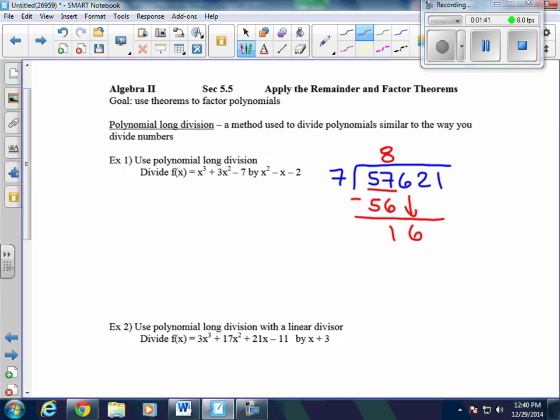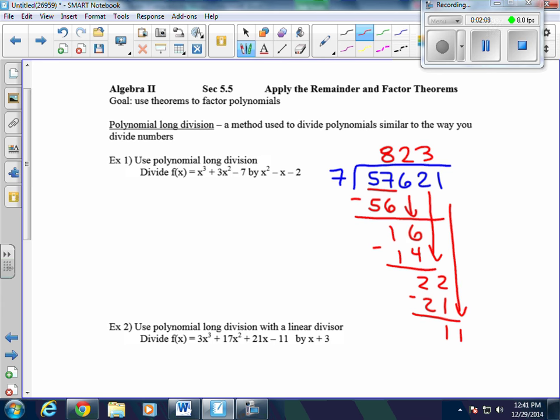How many times does 7 go into 16? Well, 7 goes into 16 twice. 7 times 2 is 14. And then we subtract those two. 16 minus 14 is 2. And we bring down the 2. So now how many times does 7 go into 22? And that is 3 times. 3 times 7 is 21. And 22 minus 21 is 1. We bring down the 1.